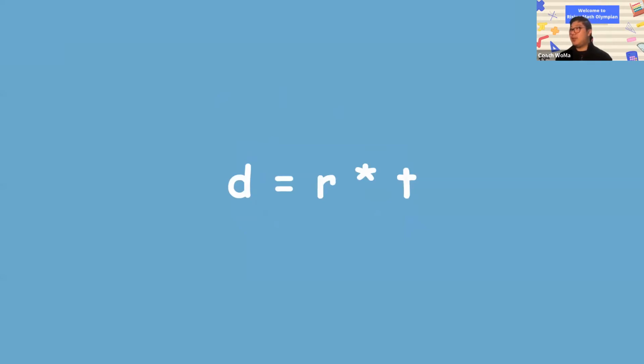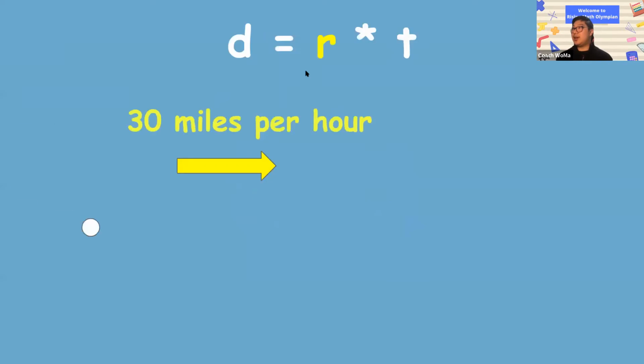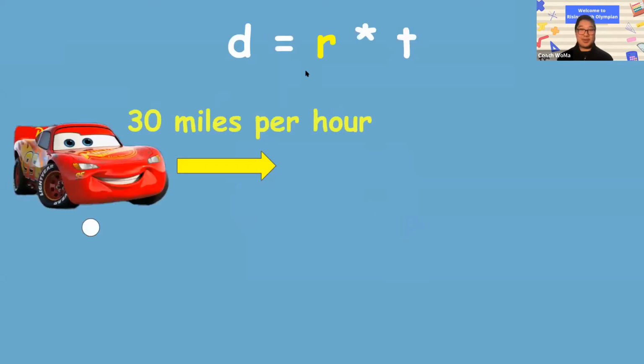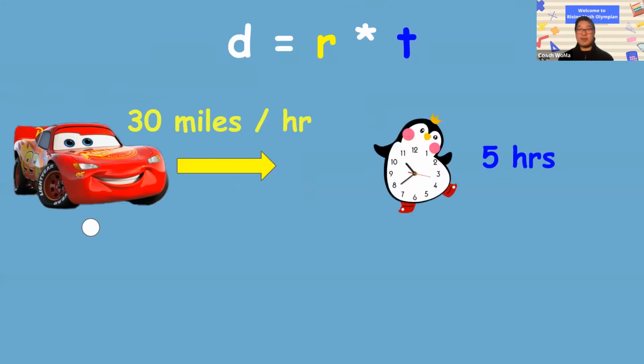So say you have Lightning McQueen here, right? He's speed, right? So he has a rate that he might be going 30 miles per hour. And whenever you see something like per something, you can write it as a divided by, right? So over this unit. So 30 miles over 1 hour, that's another way of showing 30 miles per hour. And so that's what the rate means. For time, it would just mean, say he's going for like 5 hours, right?